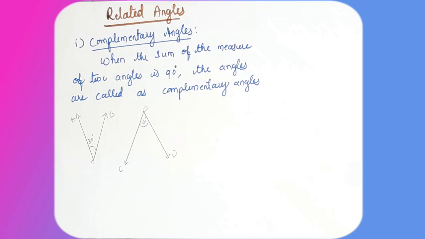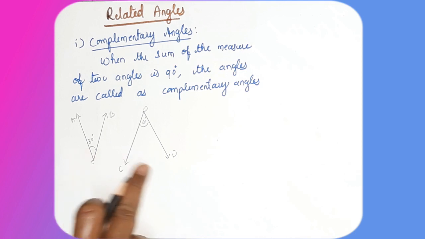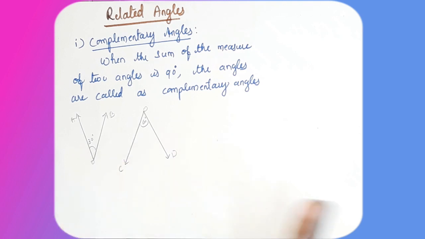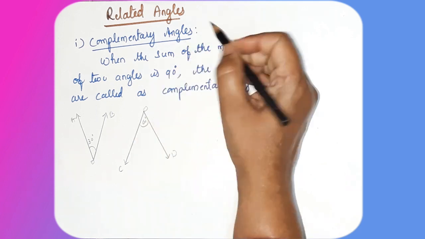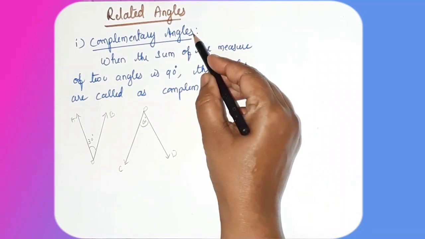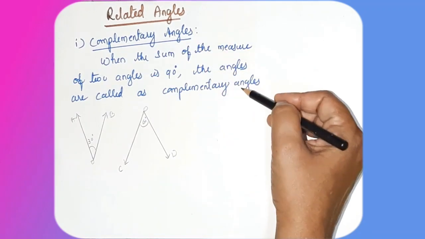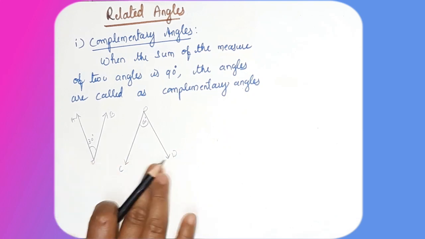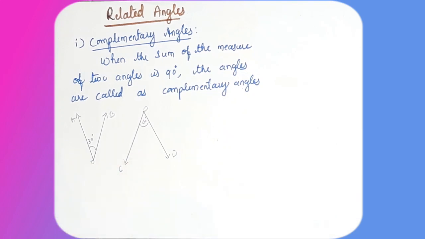See, these first two are complementary. The next two pairs are not complementary. You need not take those. Please don't take the next two, only these two. Once again I am making it clear. Related angles heading, complementary angles side heading. Then you have to take this definition. These two you have to draw. These two are complementary angles. Okay.